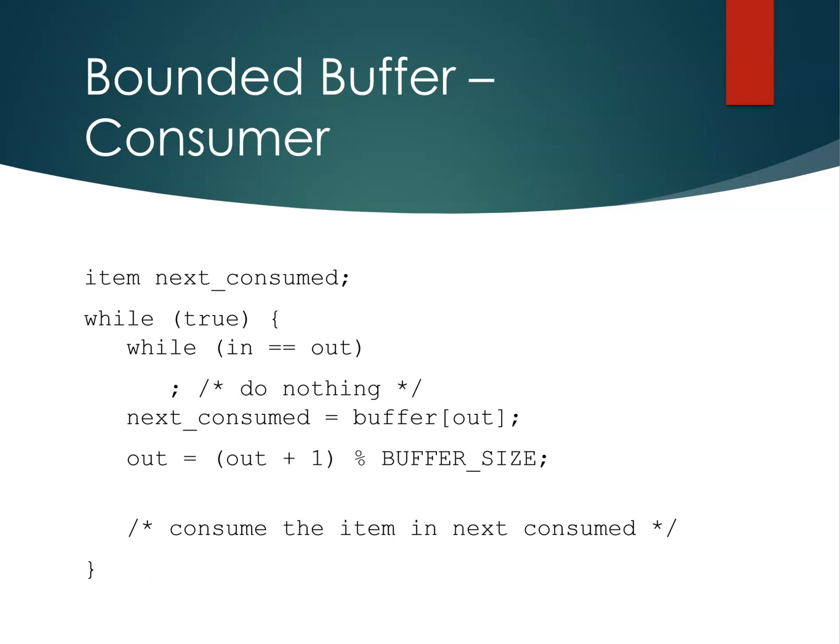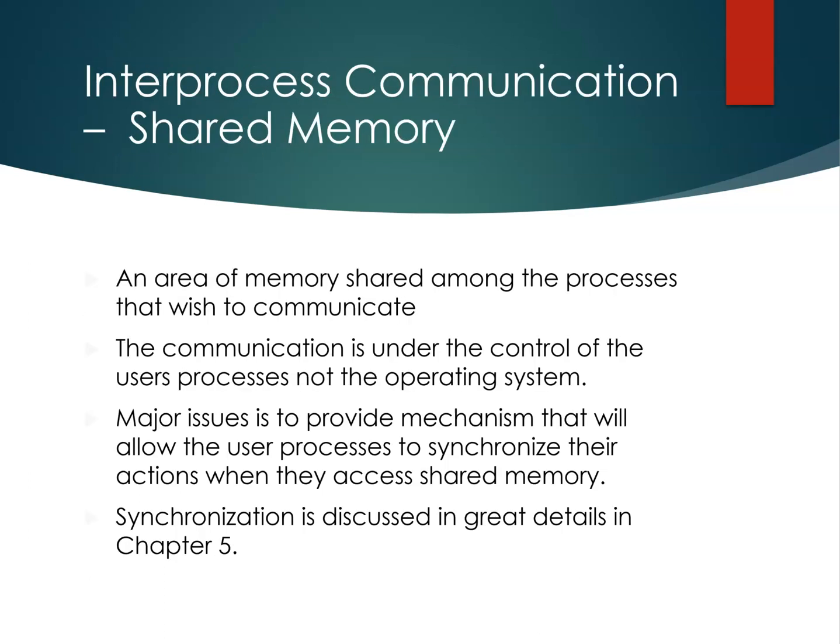In the consumer, we say while true, while the number of input and outputs are the same, we do nothing until we can actually consume something, so there's something there. We grab the item, and we modify our buffer size again, and continue through. And again, to note that because these are separate processes, but they share memory, they can affect each other. Now there's dangers of collisions and that sort of thing, but we'll talk about those later.